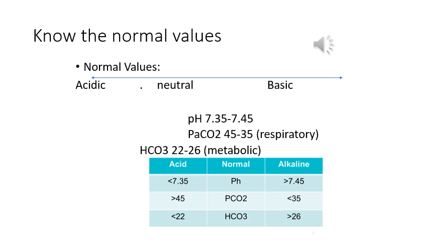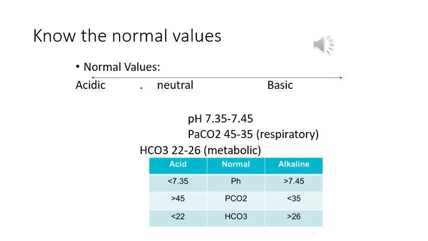Okay, so sometimes it can be a challenge reading ABGs. The best place to start is to know your normal values. So on this slide, you see the normal values there. They're fairly easy to remember. For pH, the normal values are 7.35 to 7.45. If you take those last two numbers, your PaCO2 is 35 to 45, and then your bicarb is 22 to 26. Remember, PaCO2 is your respiratory and your bicarb is your metabolic.